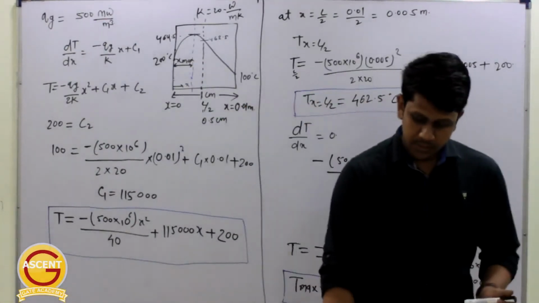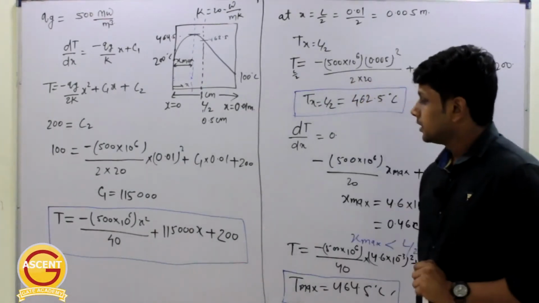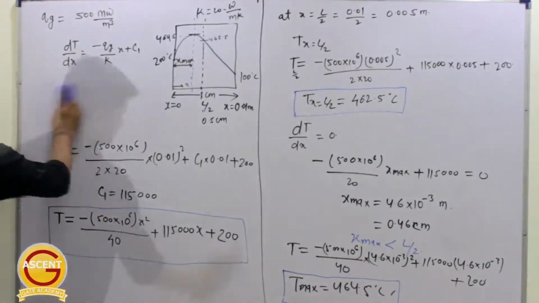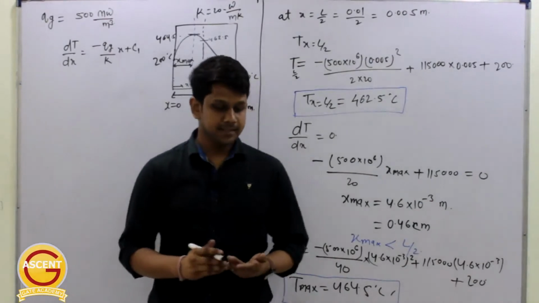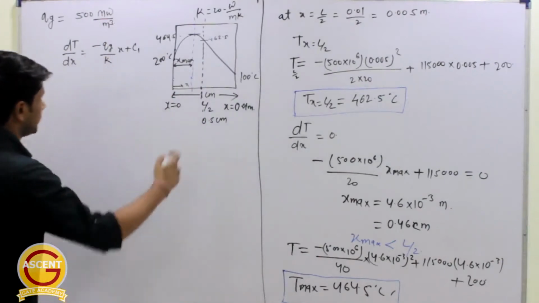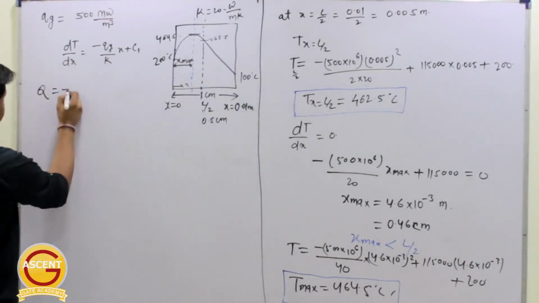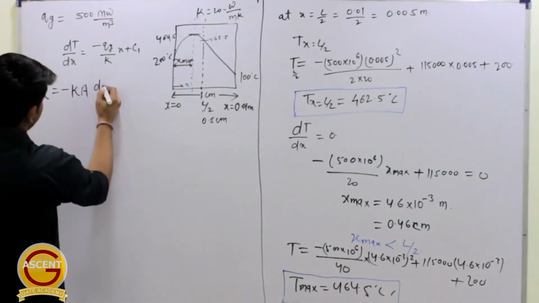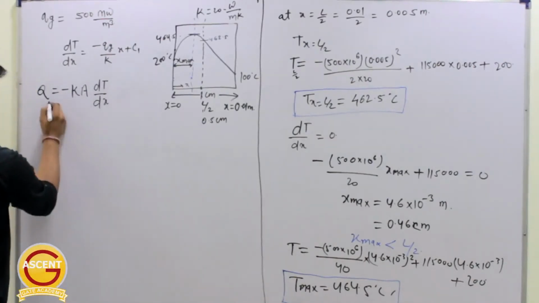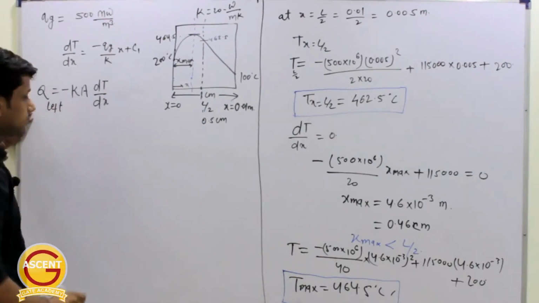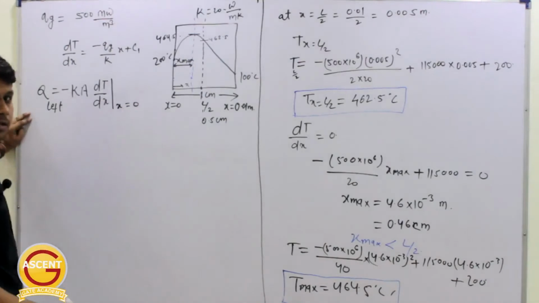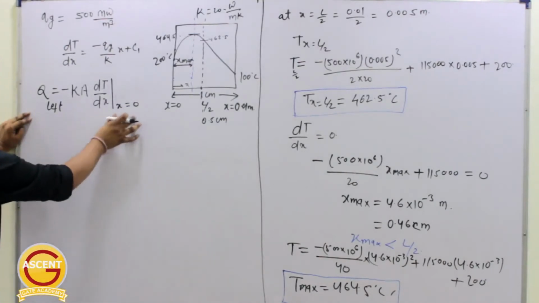Now he is asking heat transfer at left and right phase. So how can we calculate this heat transfer at left and at right phase? See, in the next part he is asking the heat transfer at left and at right phase. So we know the equation of heat transfer is minus K into A into dT by dx. So if he is asking to calculate the heat transfer at left phase, let's say Q left, then the dT by dx value will be taken at x equal to 0, right? So let's calculate this dT by dx value at x equal to 0.